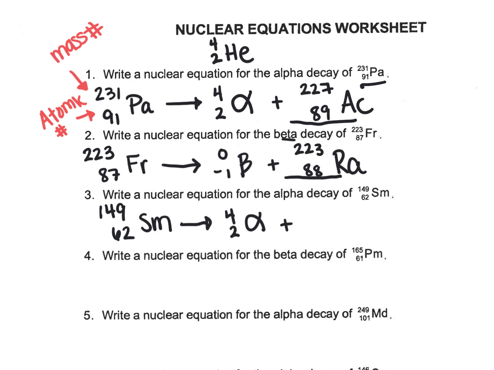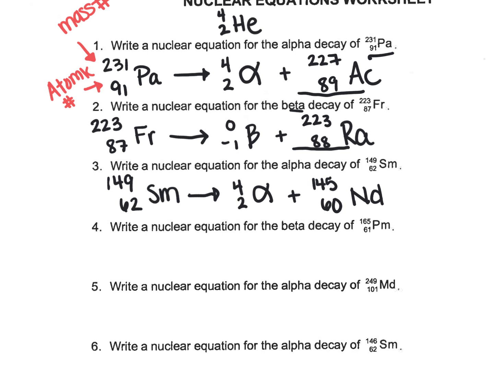Okay. Then what's 149 minus 4? Good. 145. What's 62 minus 2? And then which number between those two are you using to identify the element? 60. So if you find 60 on the periodic table, what is it? Nd. Okay, Nd. Good.